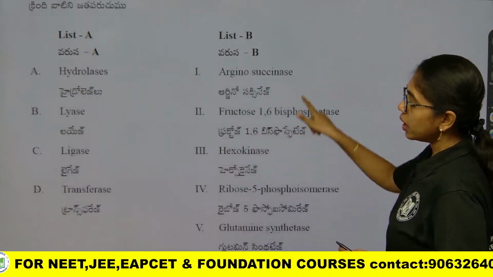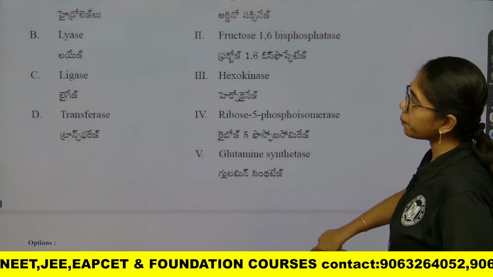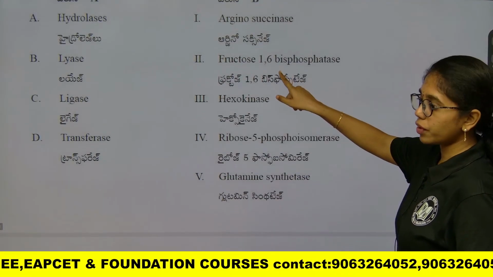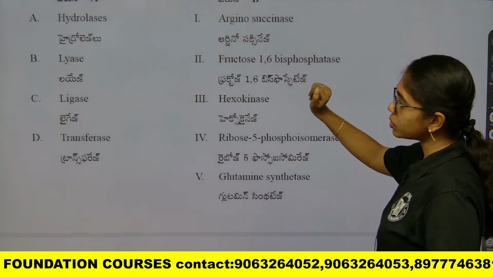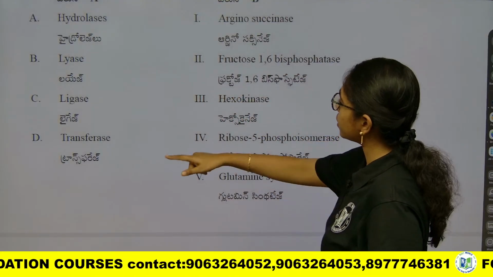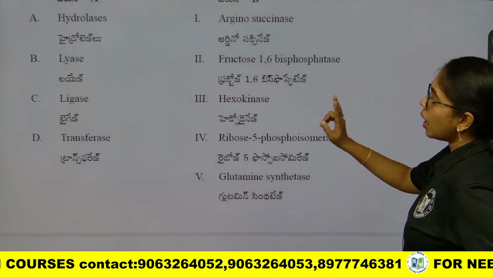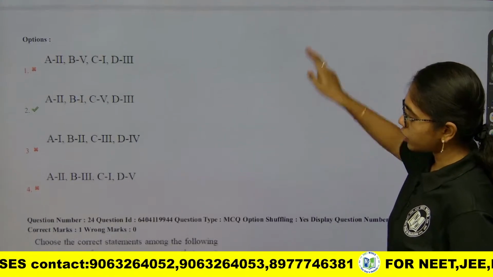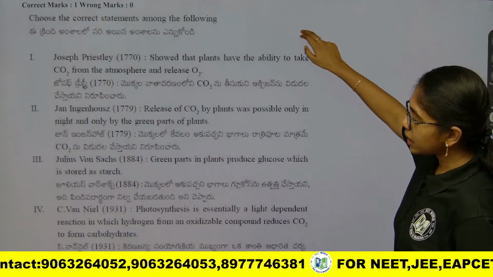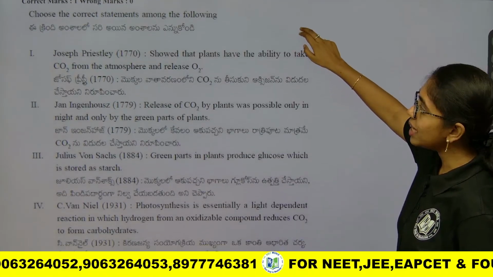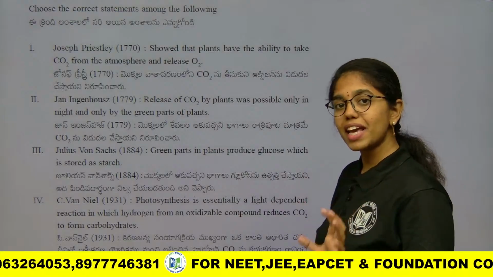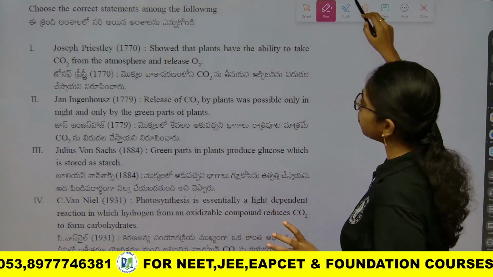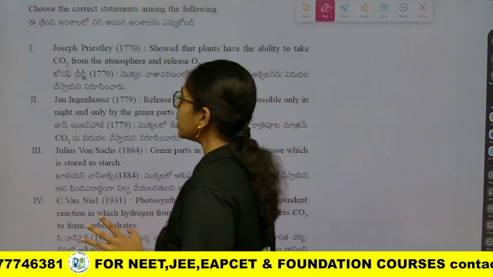So, here the options will go like: hydrolases is fructose 1,6 bisphosphatase, lyases is arginosuccinase, ligase is glutamine synthase, transferase is hexokinase. Clear? Next question. This is from plant physiology. He is asking us to identify the correct statement. This is based on the discoveries only, but statement based he has asked. Very easy to tackle.